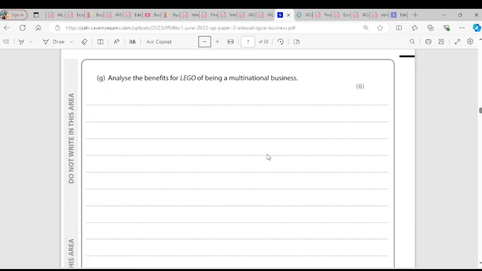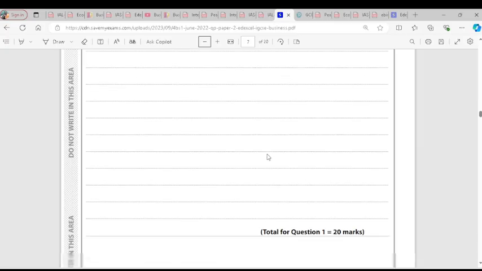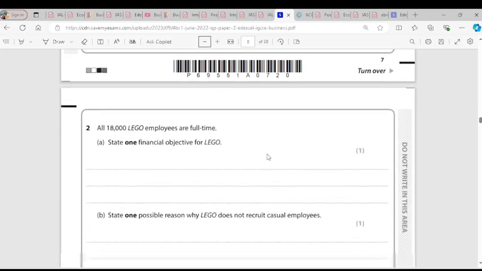Analyze the benefit to Lego of being a multinational business. If Lego is a multinational business, it means it can sell its toys across the world. It's going to have a large customer base because it can sell to foreign customers, and as a result, its revenue can increase more than its competitors'. I think it's clear. Is it clear, please? Yes. That ends question 1.